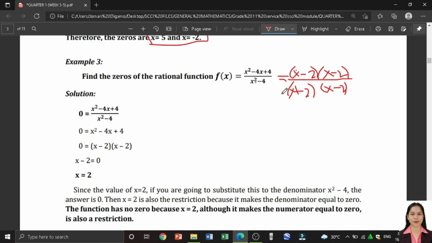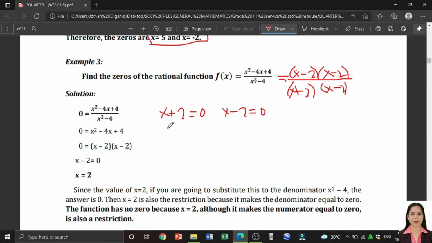Next, we are going to find the restricted values. The restricted values come from the denominator, x plus 2 and x minus 2. So let us find the restricted values. Equate them both to 0. So x plus 2 is equal to 0, and x minus 2 is equal to 0. Then solve for the value of x.